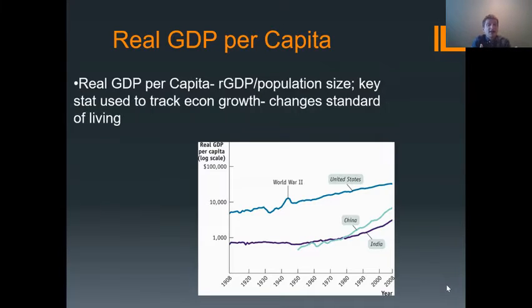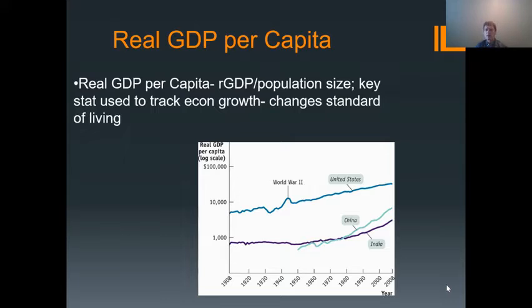Today, we're going to be taking a look at long run economic growth, what it means, and what causes it. So, first, what does it mean? It is essentially real GDP per capita growth. Real GDP per capita is real GDP divided by population size. So, that is how we track economic growth.